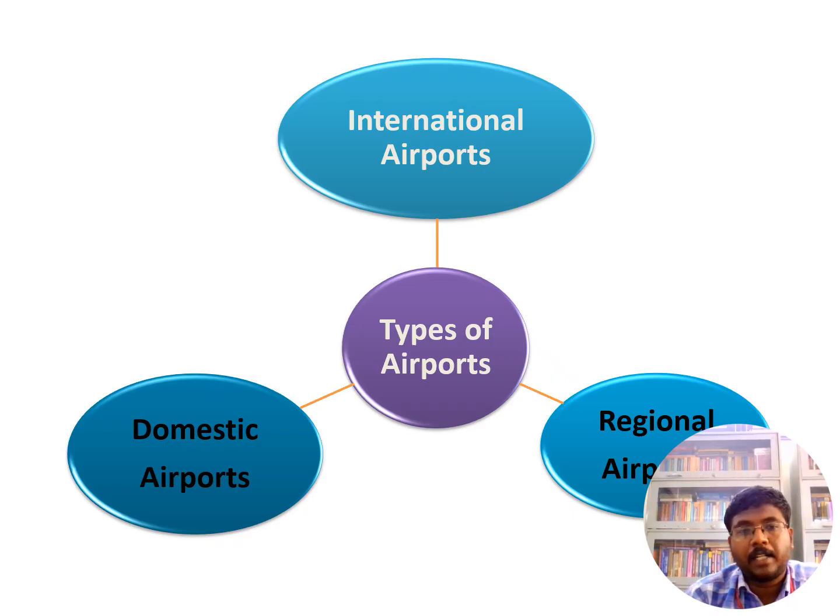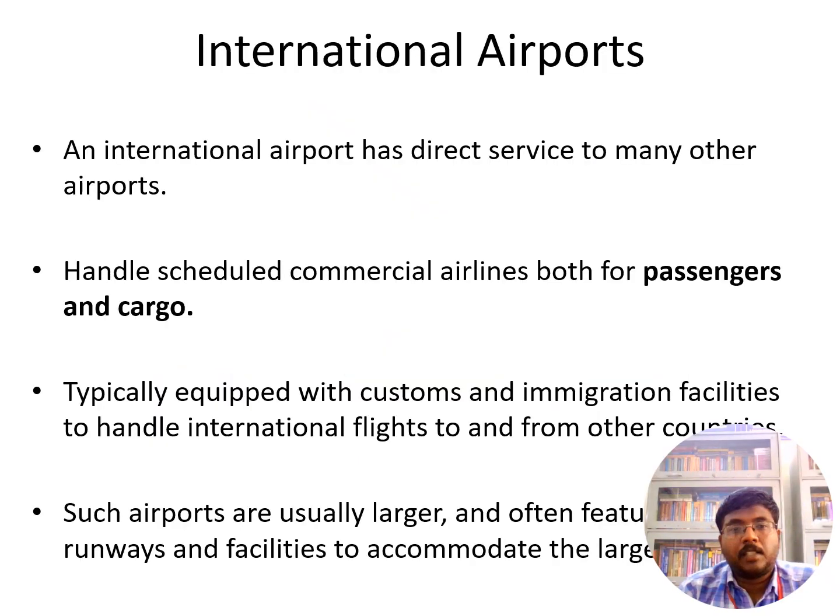In general, there are three different types of airport present inside a nation. They are international airport, domestic airport, and regional airport. We next see about the international airport. An international airport provides direct service to many other airports. The main function of an international airport is to connect one country to another by means of air transportation. International airports have scheduled commercial airlines for both passengers as well as cargo.